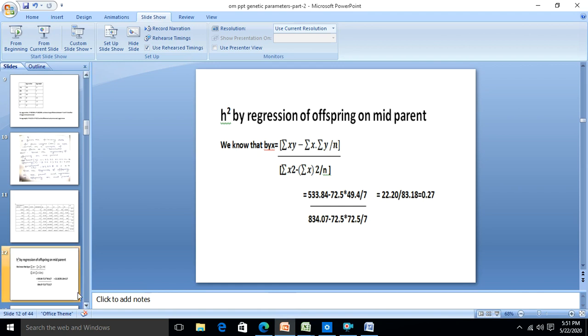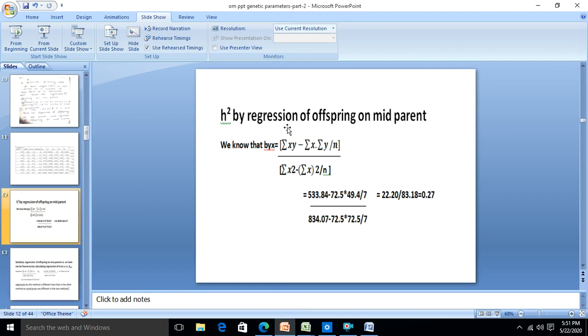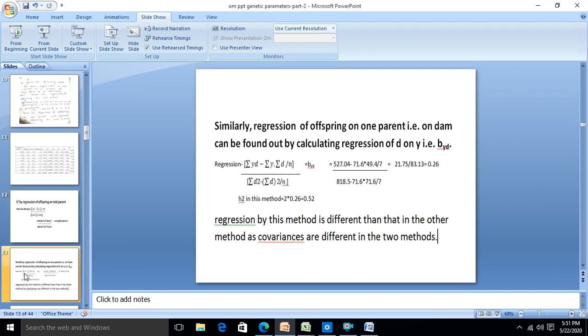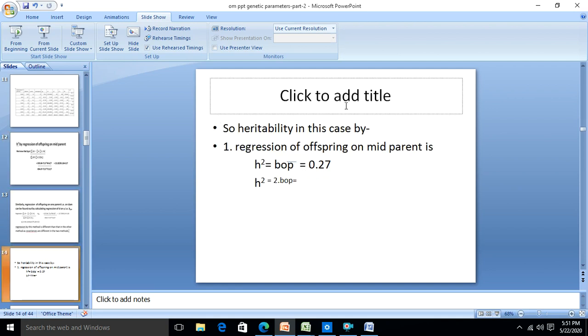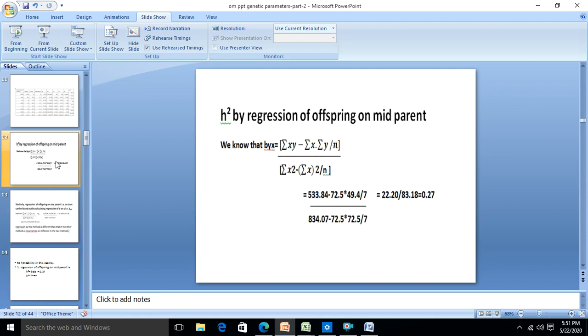तो ये रहा आपका समेशन, ये रहा आपका बी वाई एक्स. It is the regression of y, offspring, on x, that is mid parent value. आपको बता दें कि जो रिग्रेशन के साथ हेरिटेबिलिटी का रिलेशन है, the heritability is given, in case of mid parent, P bar is the mid parent, offspring on mid parent. Heritability is equal to regression of offspring on mid parent, and you have got it as 0.27. So this is the heritability.